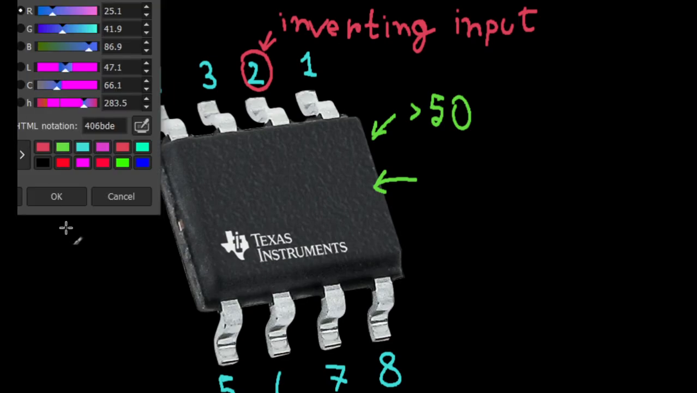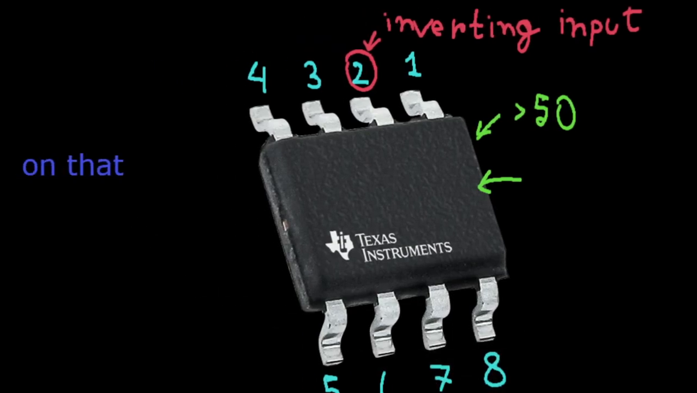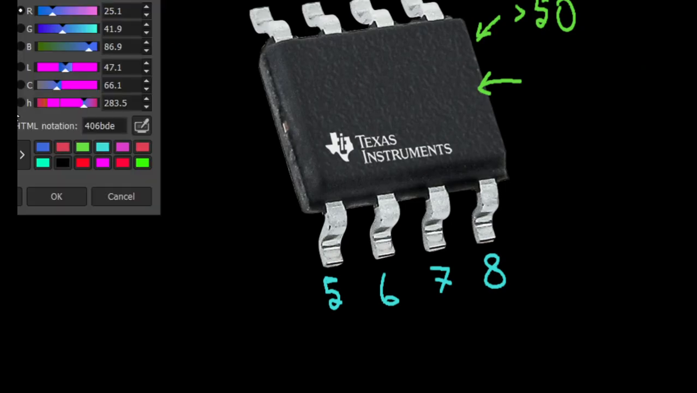Why they are like that, I'm going to discuss a bit later when I draw the circuit. Anyways, pin 2 is the inverting input. Pin 3 is called the non-inverting input, and this much is enough for now. So these two are two of the three important pins that we care about.